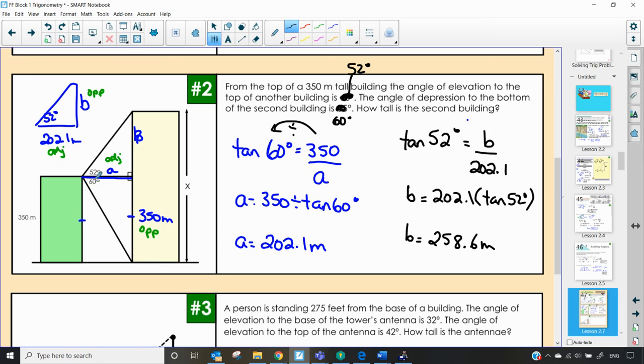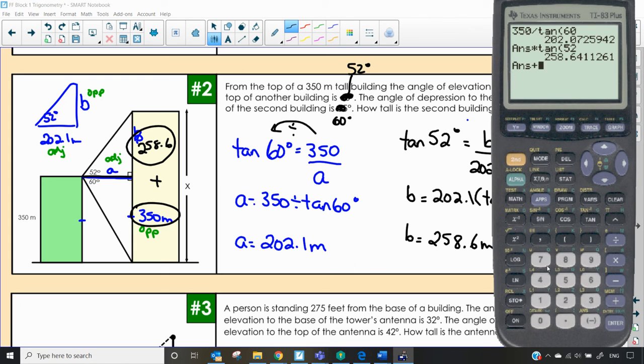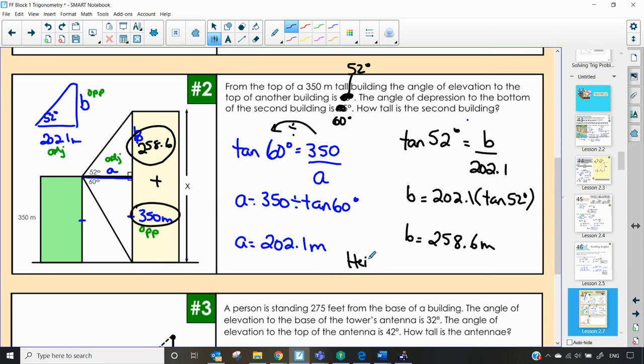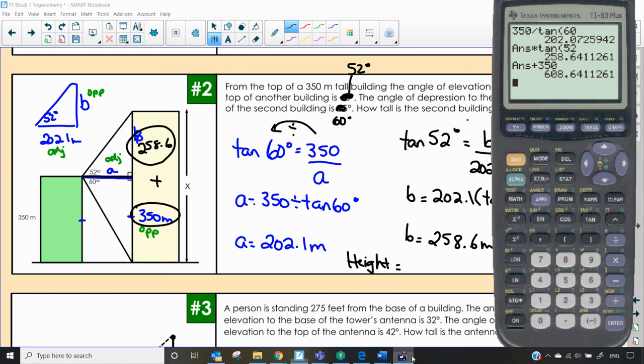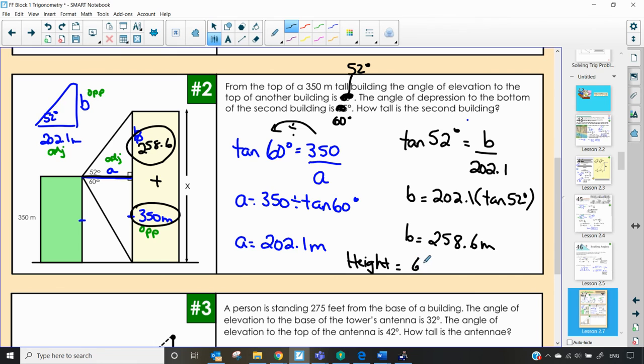This 202.1 here is the distance across the buildings. I want to know the height of the total building. So this here is 350 and this here is 258.6. So it's these two numbers that I'm going to add together. I'm going to take the 258.6 and add the 350, and I get 608.6. So again, we don't want to just add random numbers together. We want to make sure that they make sense in the context of the question. So the 258.6 plus 350, our height again is 608.6 meters.